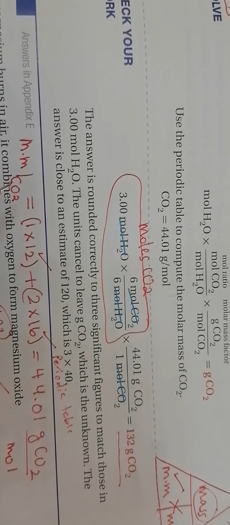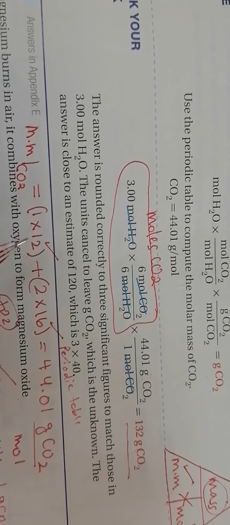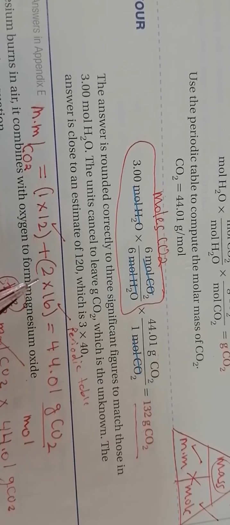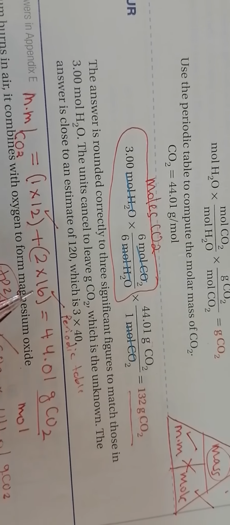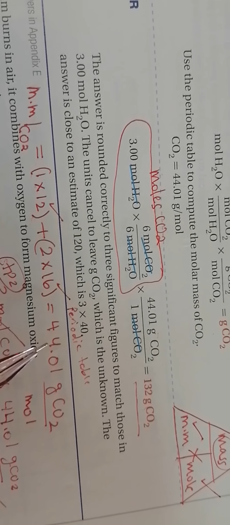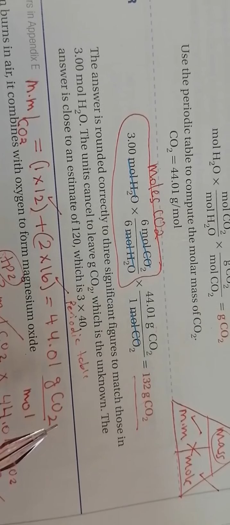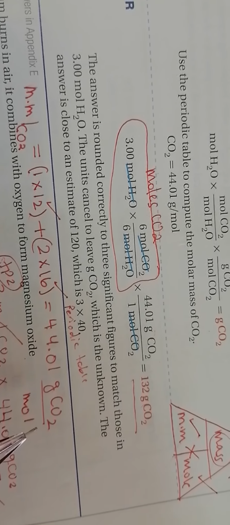So for CO2, we have 1 atom of carbon. We multiply that by 12, which is its molecular weight. Add to that 2 atoms of oxygen multiplied by its molecular weight. Then we get 44.01 grams CO2 per mole. There we find molar mass.